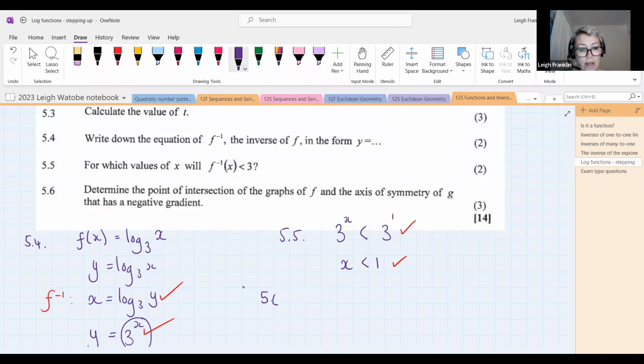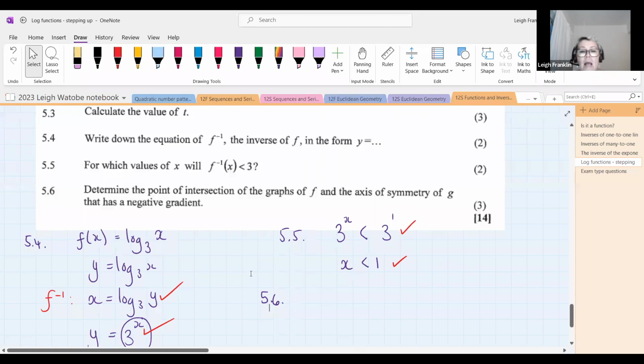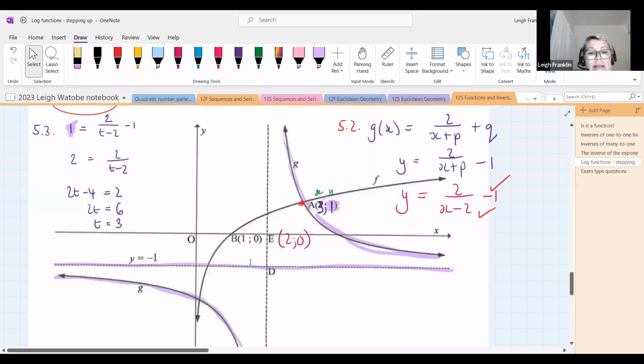Let's go and have a look at this one. Determine the point of intersection of the graphs of f and the axis of symmetry of G that has a negative gradient. First of all, let's work out what the axis of symmetry of G with a negative gradient is. Does anybody know what the equation of this line would be, or how would we work it out? The equation of the axis of symmetry of G with a negative gradient.